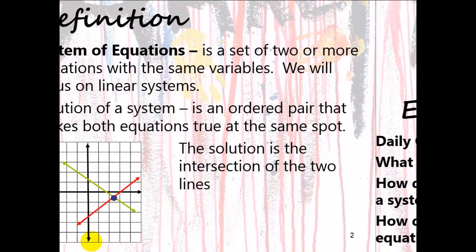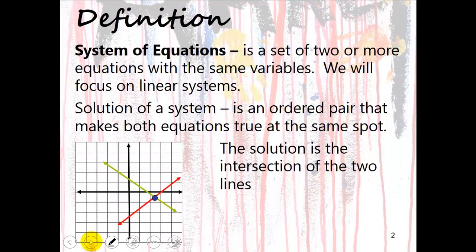So a system of equations is a set of two or more equations with the same variables. It's kind of like piecewise, only these are not restricted on their x values at all. They'll go off forever. Both lines will go off forever in positive and negative infinity. We're going to focus on linear systems. There are lots of different kinds of systems. You could have linears with quadratics, quadratics with quadratics, quadratics with cubics. Lots of them, but we're going to focus on linear systems of equations.